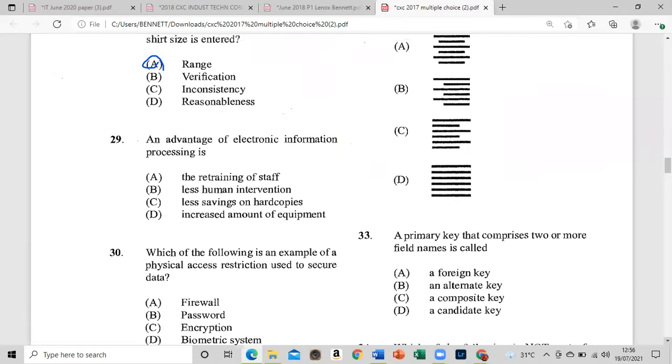All right, 29. An advantage of electronic information processing is it A, training of staff? Is it B, less human intervention? Or is it C, less savings on hard copies? Or is it D, increased amount of equipment? Type in that one fast, guys.